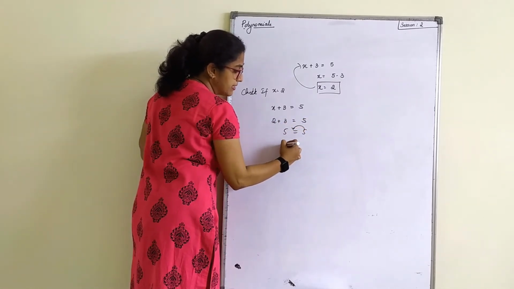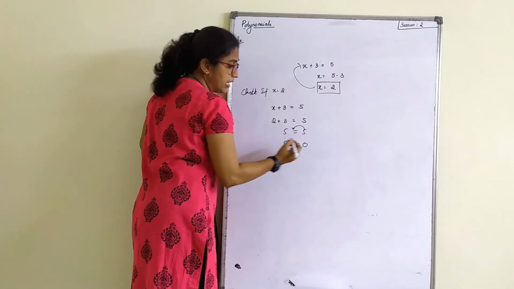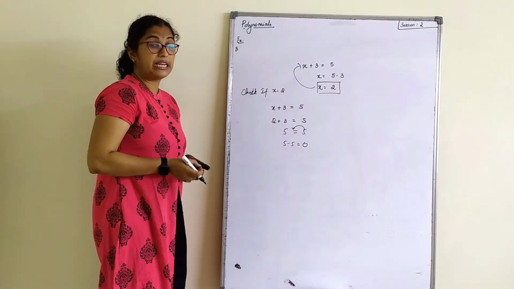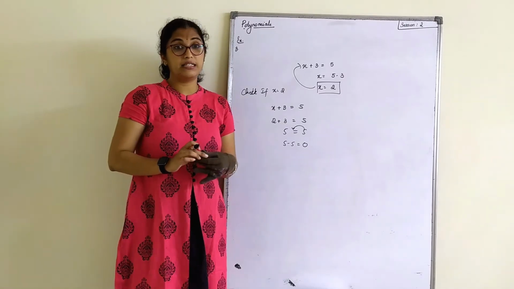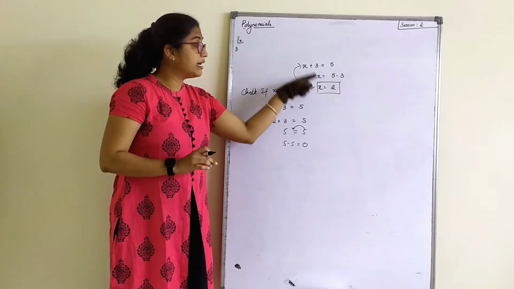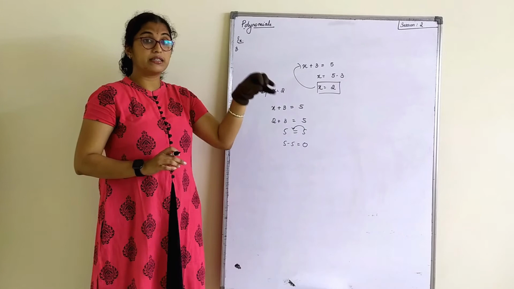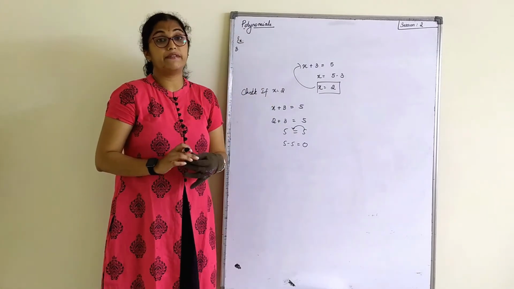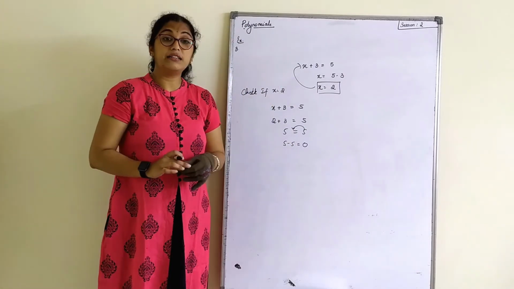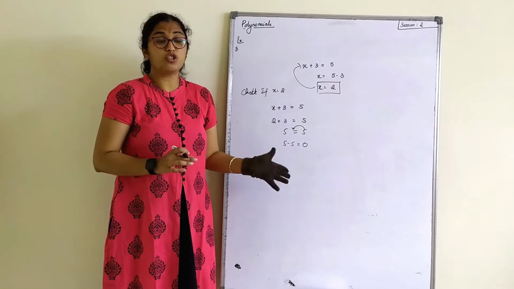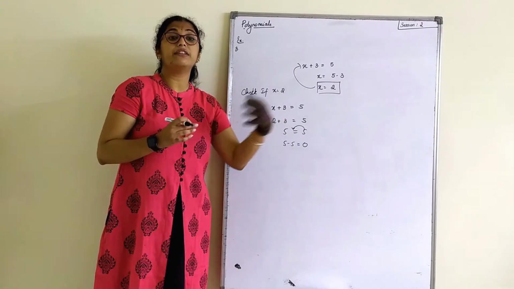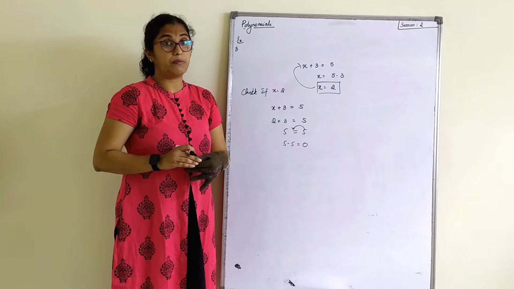If I bring it this side, 5 minus 5, I get equal to 0. That means I get the answer as 0. That means whatever number is given, if I substitute it in the given equation, the final answer should be 0. It has to be 0. Only then it is a solution of the given polynomial.